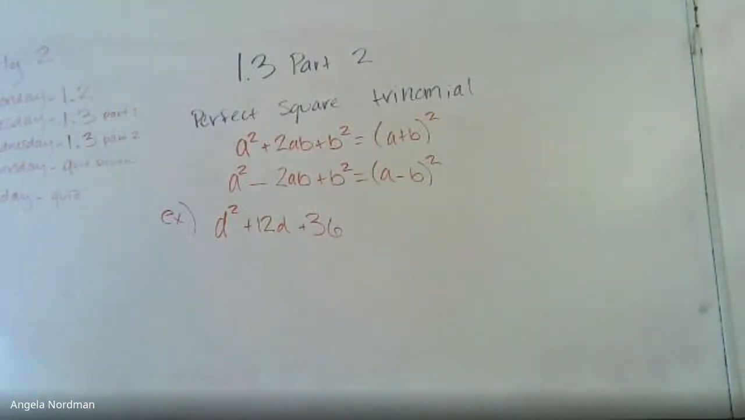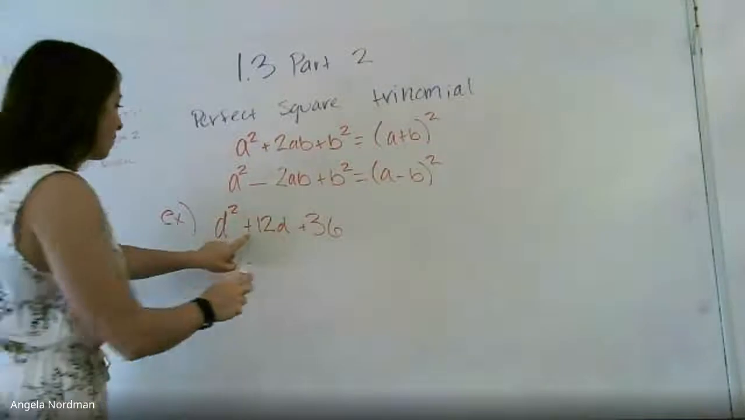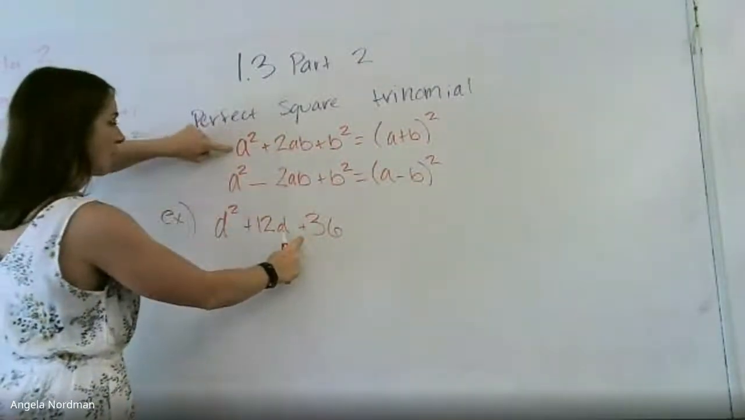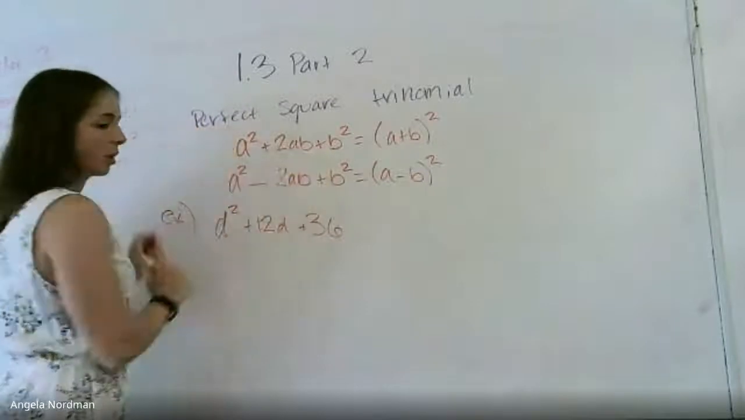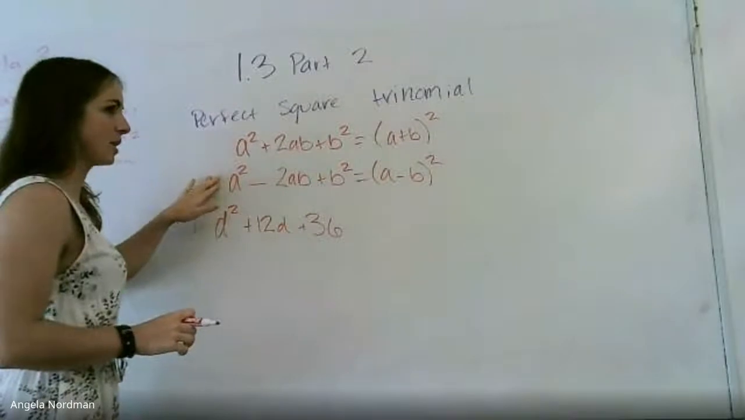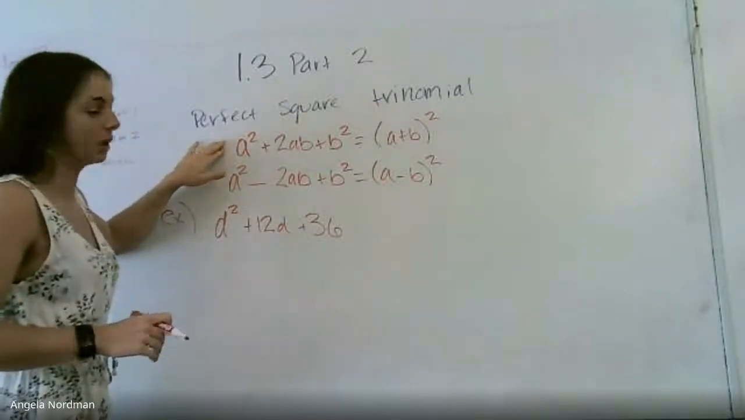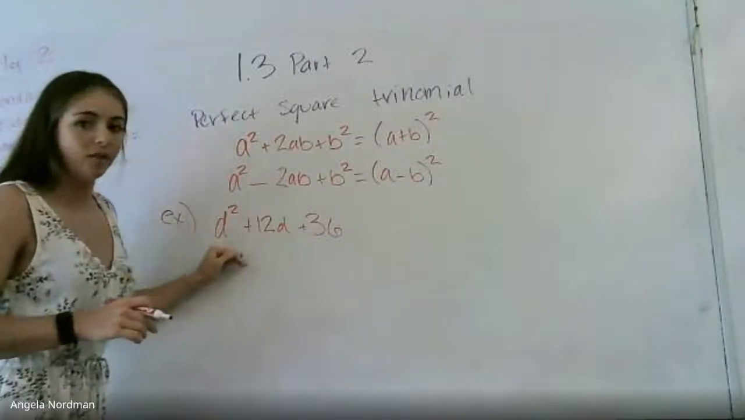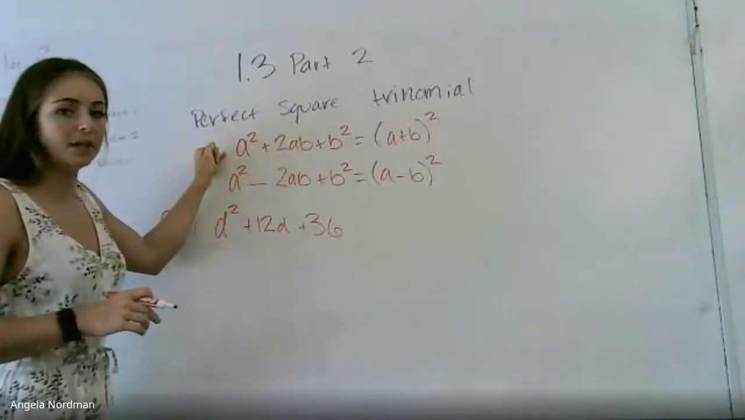Paying attention to those signs, I can see I have a plus and a plus. In my two formulas, this top one is the one that has both addition happening. So I'm not going to pay attention to the second one. I'm working with this first one here. So I need to make what I have look like the formula I'm given.